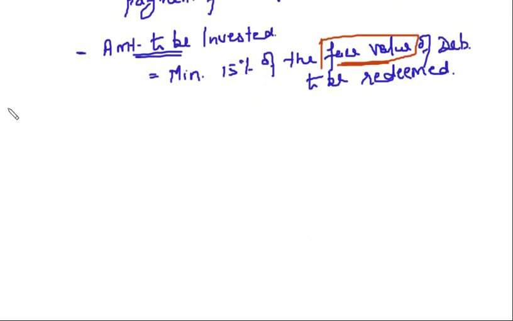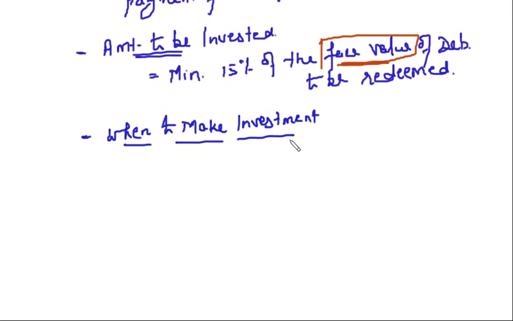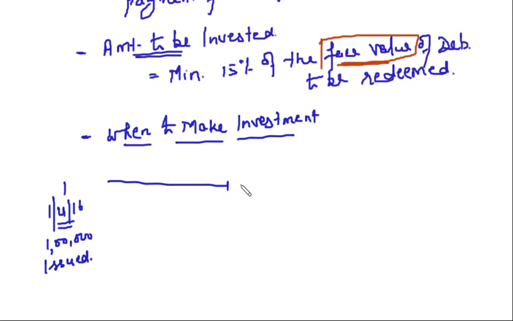Then the question is when to make the investment. Now the Companies Act specifies when you have to make this investment. Let us see. Suppose on 1/4/2016 you have issued debentures of 1 lakh rupees, which are redeemable after 2 years.